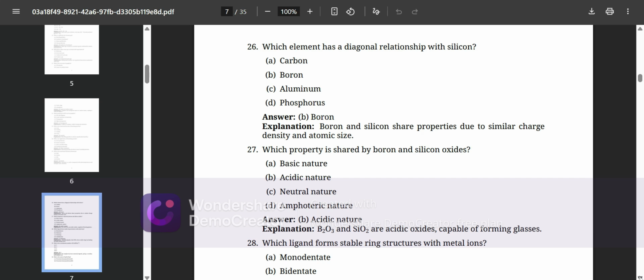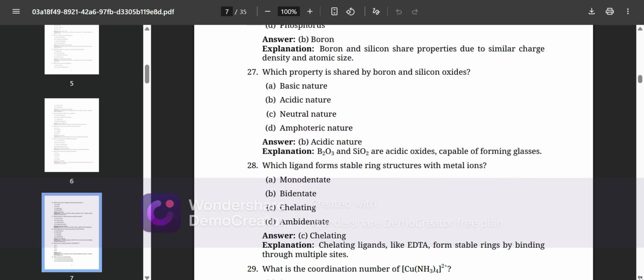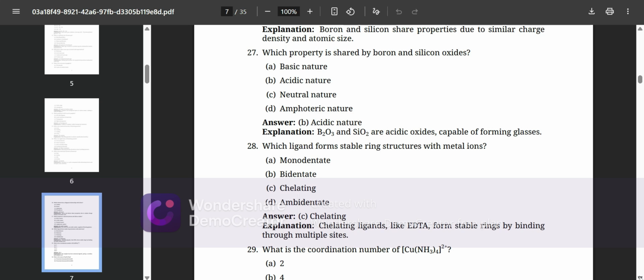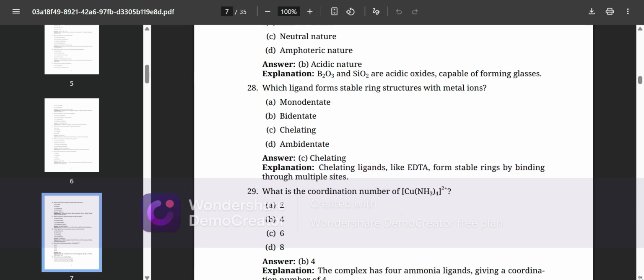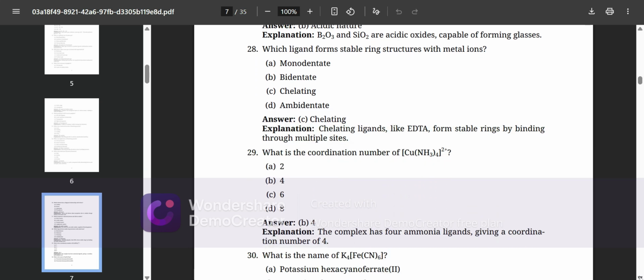Which property is shared by boron and silicon oxides? Acidic nature. B2O3 and silicon dioxide are acidic oxides capable of forming glasses. Which ligand forms a stable ring structure with metal ions? Chelating ligands like EDTA form stable rings by binding through multiple sites.